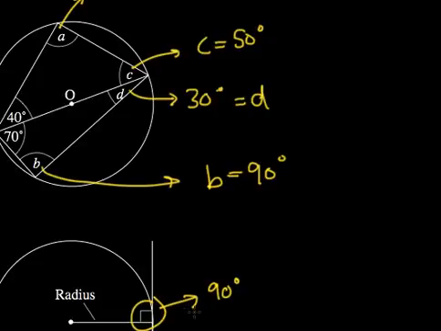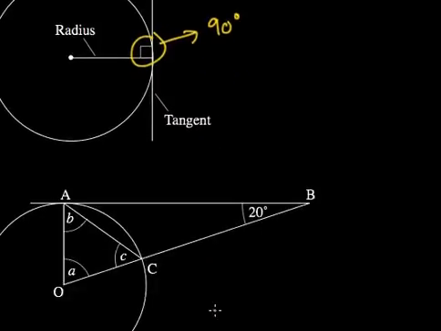Now, how does that apply? We can see from here that we've got a radius and a tangent. So that means that this angle must be 90 degrees. How does that help? Because it can tell us A straight away. Looking at the triangle OAB, the 20 and A must add up to 90 degrees. So this must be 70 degrees.